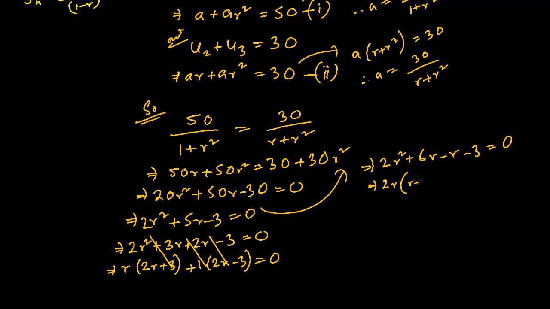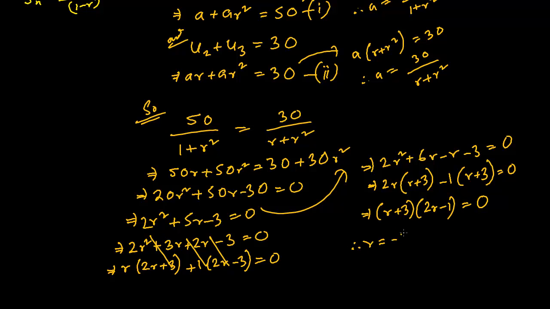If we take 2r common, it will be r plus 3. And if we take 1 common, it would be r plus 3 equals 0. So this is going to be (r plus 3)(2r minus 1) equals 0. Therefore, we know the value of r is minus 3, or the value of r is 1 by 2. You have noticed that we have two values of r. One, if you take the absolute value of minus 3, meaning without the plus or minus sign, then it is 3, meaning more than 1. So this is divergent. Here, if you take the absolute value of half, which is plus half, this is convergent. So we have found two values of r.